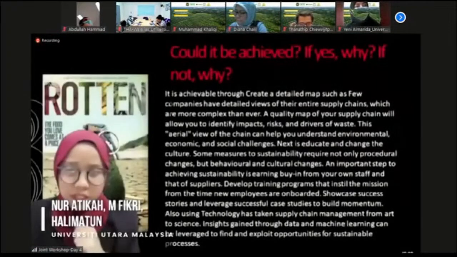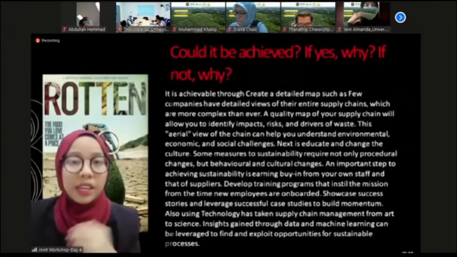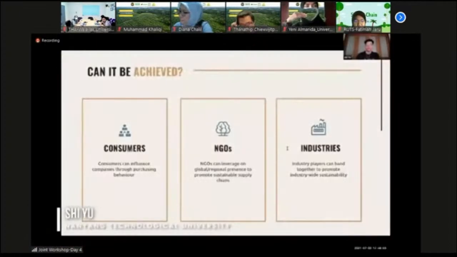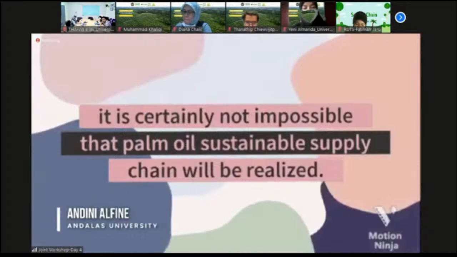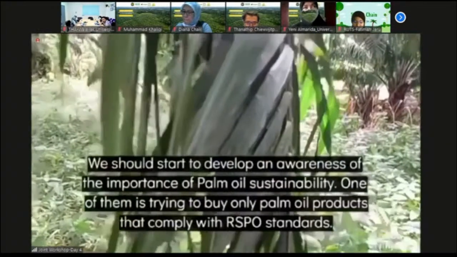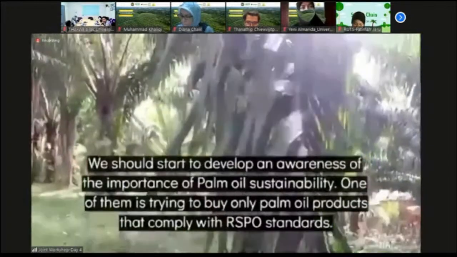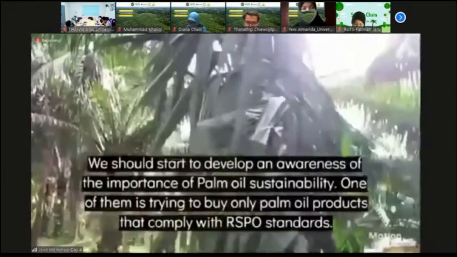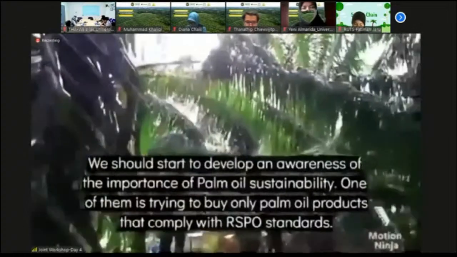An important step to achieving sustainability is earning buy-in from your own staff, and that is the supplier. When these three stakeholder groups work together to promote sustainable outcomes, the sustainable supply chain becomes much more achievable. It is certainly not impossible that a palm oil sustainable supply chain will be realized. We should start to develop an awareness of the importance of palm oil sustainability. One of them is trying to buy only palm oil products that comply with the RSPO standard.